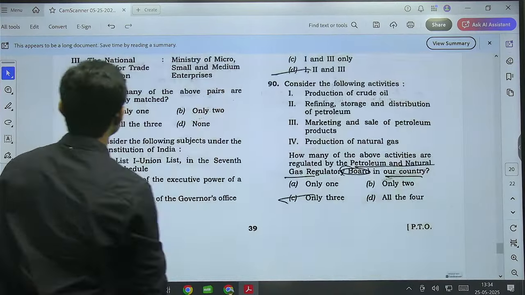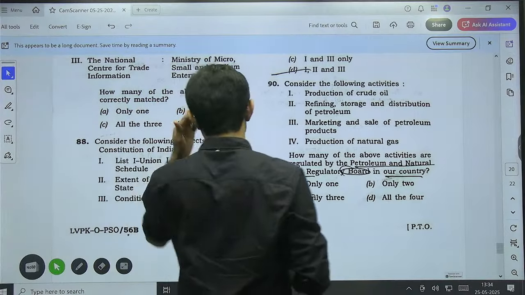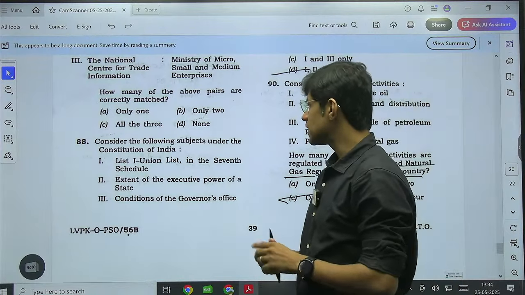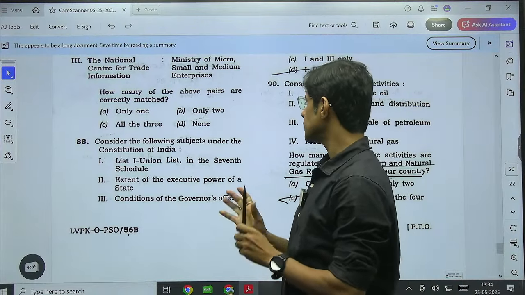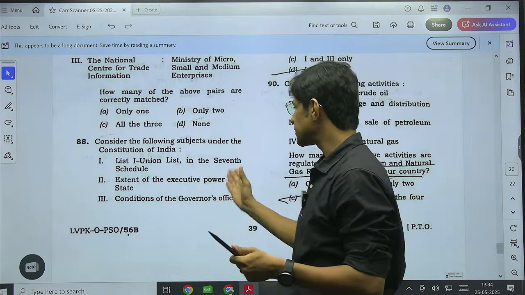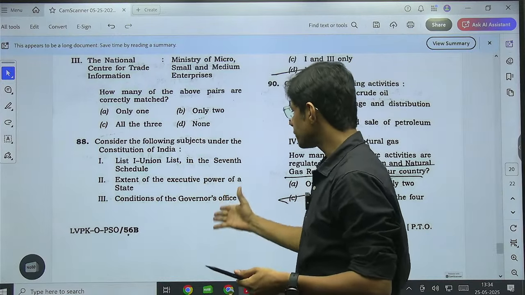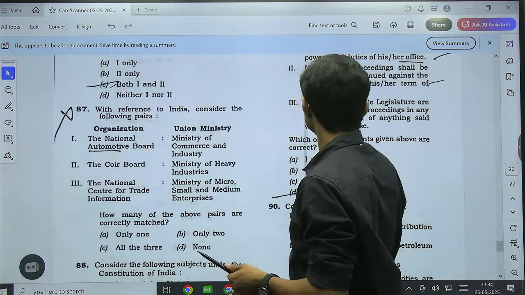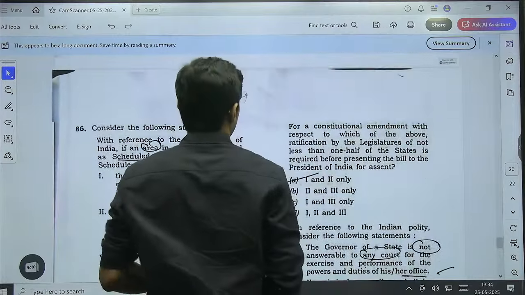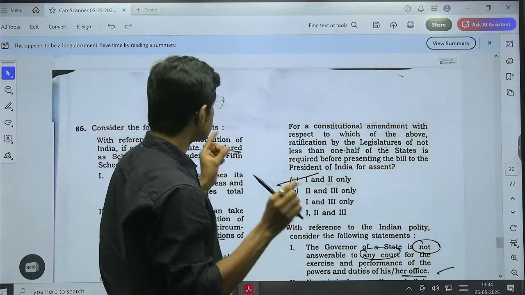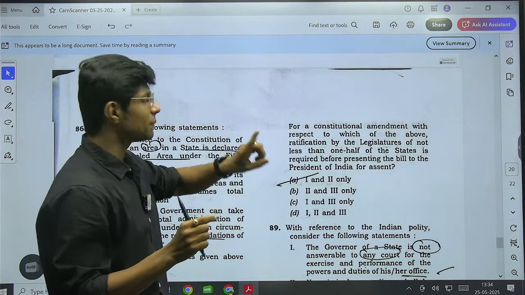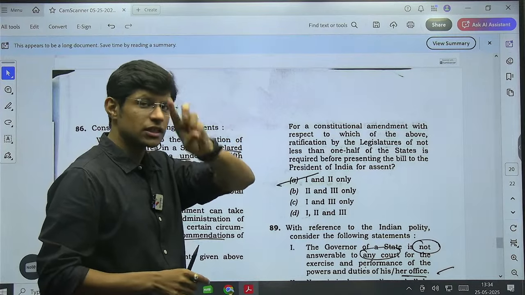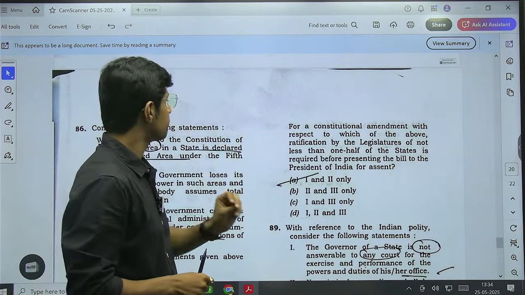Next question. Consider the following subjects under the Constitution of India. First is the list 1, Union List in the 7th schedule, the extent of the executive power of a state, conditions of the governor's office. So what is this question? The question is, for a constitutional amendment with respect to which of the above? One is Union List, the second is the extent of the executive power of the state. The third one is the governor's office.